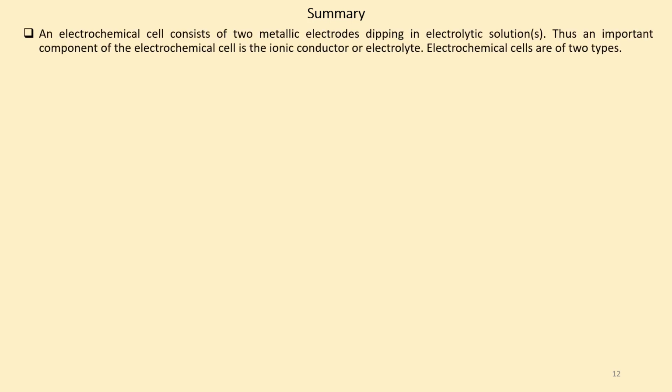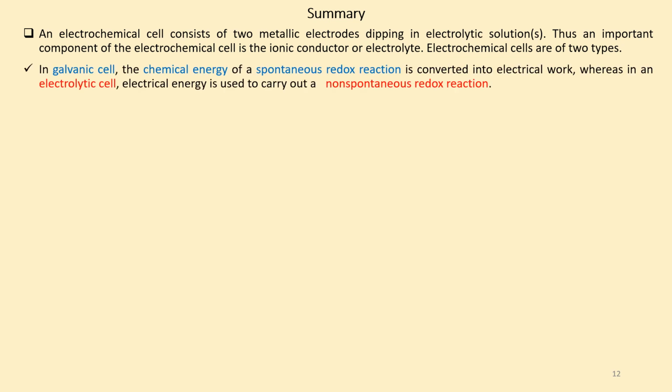Now we will summarize unit 2, that is electrochemistry. An electrochemical cell consists of two metallic electrodes dipping in electrolytic solution. Thus, an important component of an electrochemical cell is the ionic conductor or electrolyte. Electrochemical cells are of two types: galvanic cell, which converts chemical energy of a spontaneous redox reaction into electrical work, whereas in an electrolytic cell, the electrical energy is used to carry out a non-spontaneous reaction.